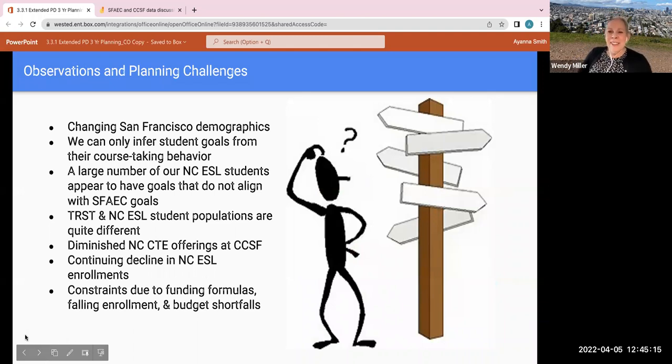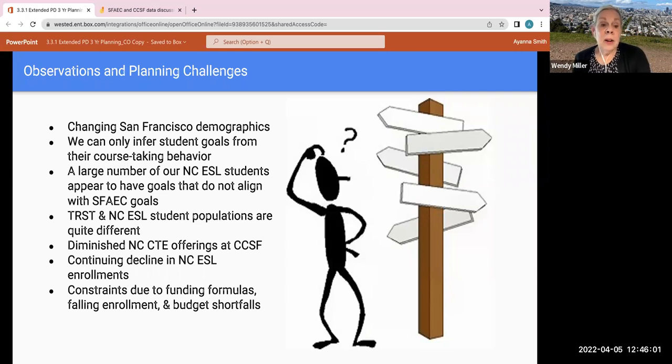We actually had some pretty profound observations through all of those data dives and departmental discussions and talks with students that presented some planning challenges. The city of San Francisco's demographics are changing. We're getting older, whiter, richer, and better educated. That we have no way to really know what student goals are. We can only infer their goals through their course-taking behavior. And a large number of our non-credit ESL students appear to have goals that don't align with the consortium schools.